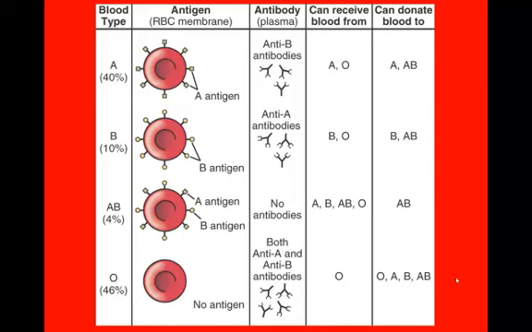Here's another picture. I like to use pictures, and this is showing you the percentages, and it's using some diagrams to show you the antigen, which is in the lining of the red blood cells, the antibody that's stimulated to be produced by the antigen, and then showing you which bloods they can receive and which bloods they can donate to.